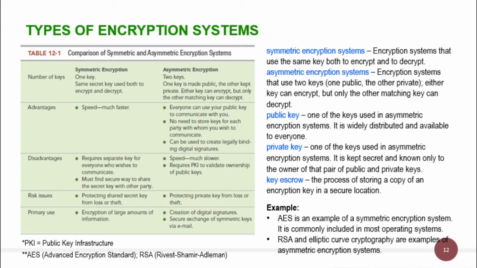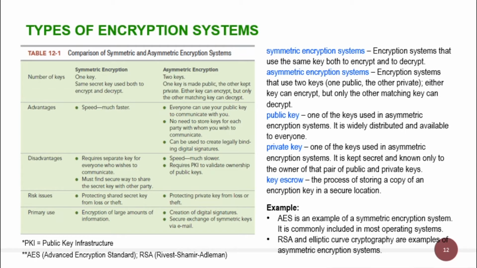In a symmetric encryption system, it uses the same key both to encrypt and to decrypt. So from plain text to ciphertext to the plain text again, there is only one key, but asymmetric encryption uses two keys, one public and the other private. Either key can encrypt, but only the other matching key can decrypt.